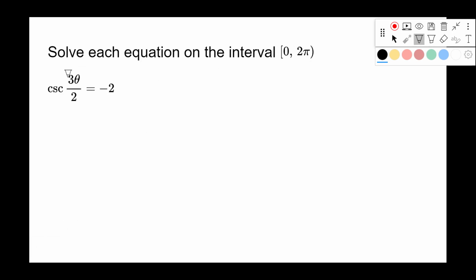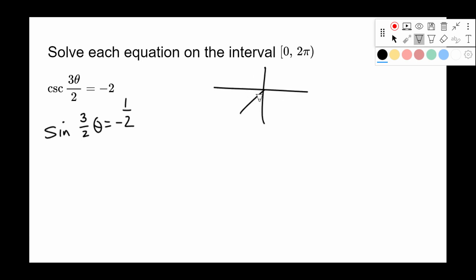All right, let's try cosecant of 3 theta over 2 is equal to negative 2. So, okay, I can do a couple things here. Instead of doing cosecant is negative 2, I'm going to do the sine of 3 over 2 theta equals negative 1/2. Got to find the reciprocal. Negative 1/2. Okay, 3 over 2, that's 1.5. So I'm going to go 1.5 times around, and the sine has to be negative 1/2.